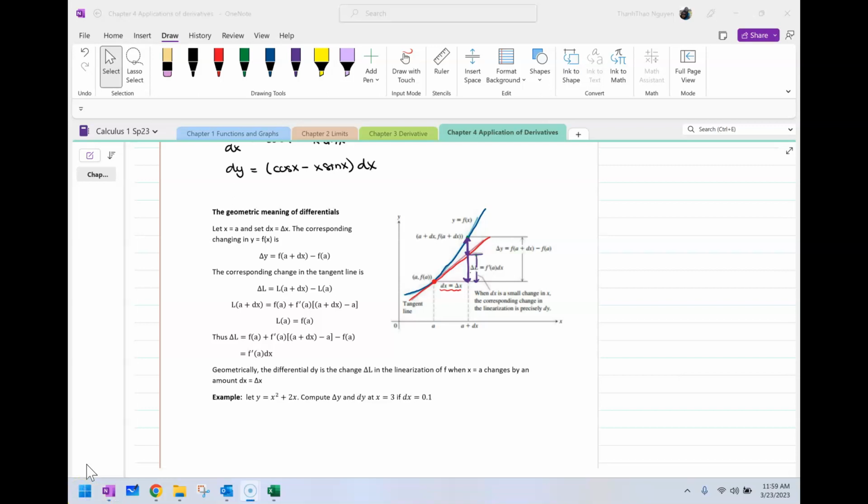So here what it's really saying is that geometrically the differential dy is the change in the tangent line, delta L. It's a linear approximation of f when x equals a changes by an amount dx equal to delta x, when dx is sufficiently small. Let y equal x squared plus 2x. Compute delta y and dy at x equals 3 given dx equals 0.1.